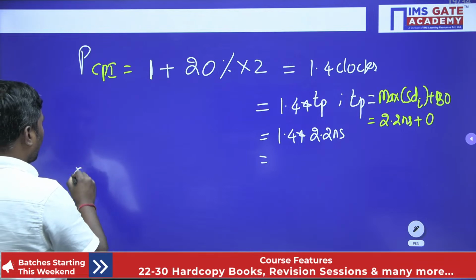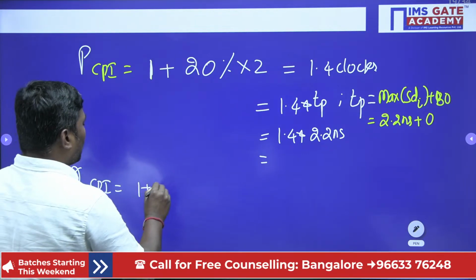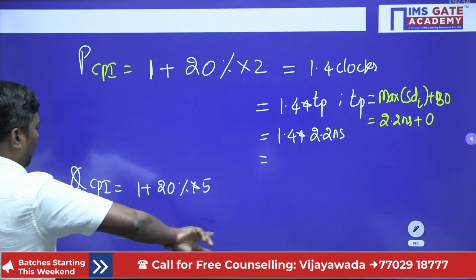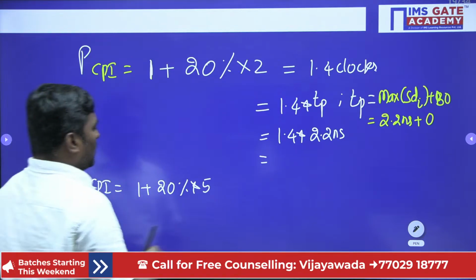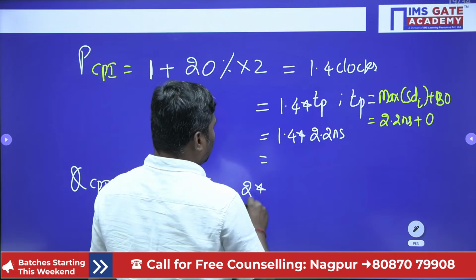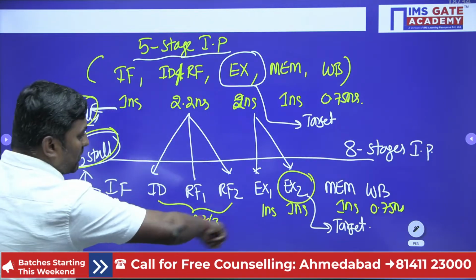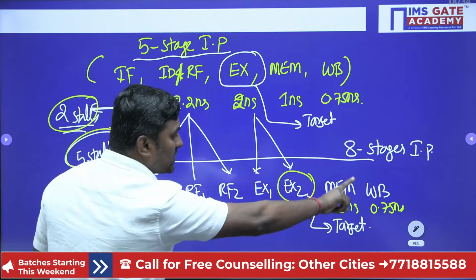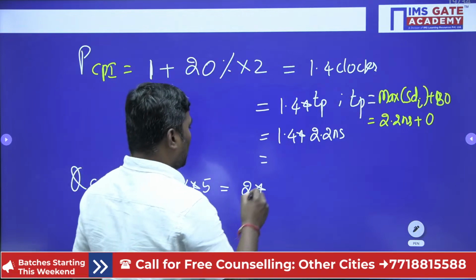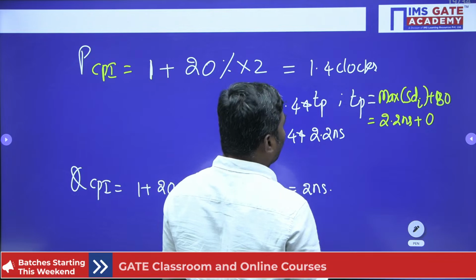Similarly, Q is the new design. Here clock per instruction we can calculate as 1 plus 20% branch instructions, each incurring how many stalls? 5 stalls. So this value gives 1.5, which is 2 clock cycles. Now the cycle time of this 8-stage pipeline: what is the maximum stage delay? It will be 1 nanosecond only. So this is going to be 2 nanoseconds.